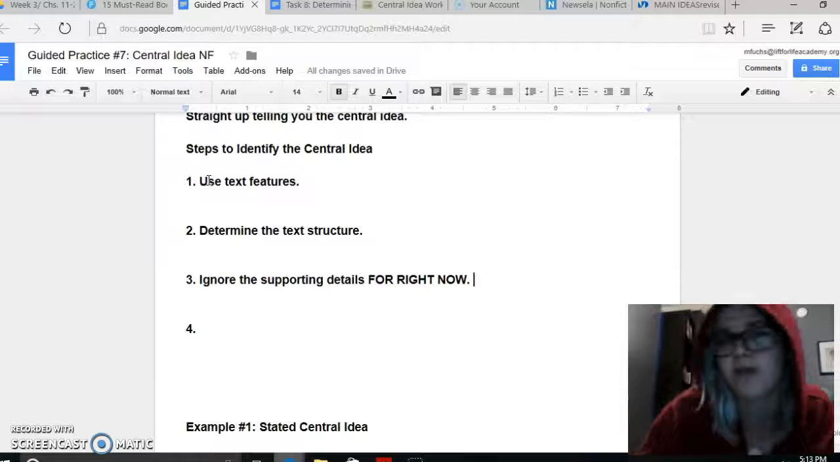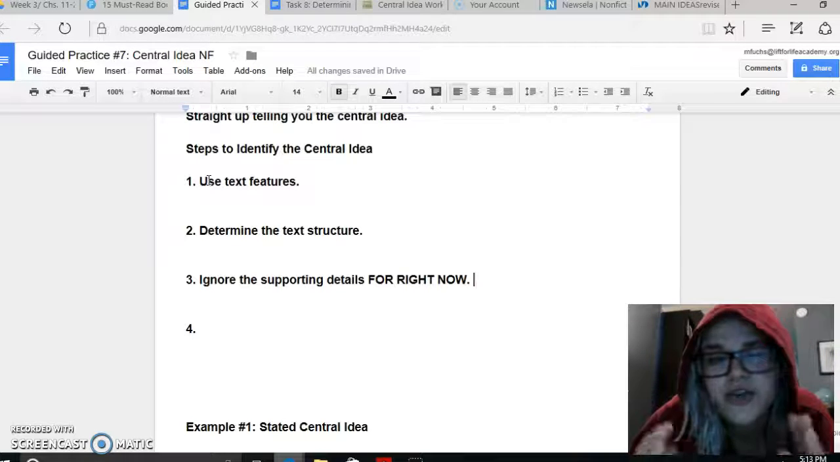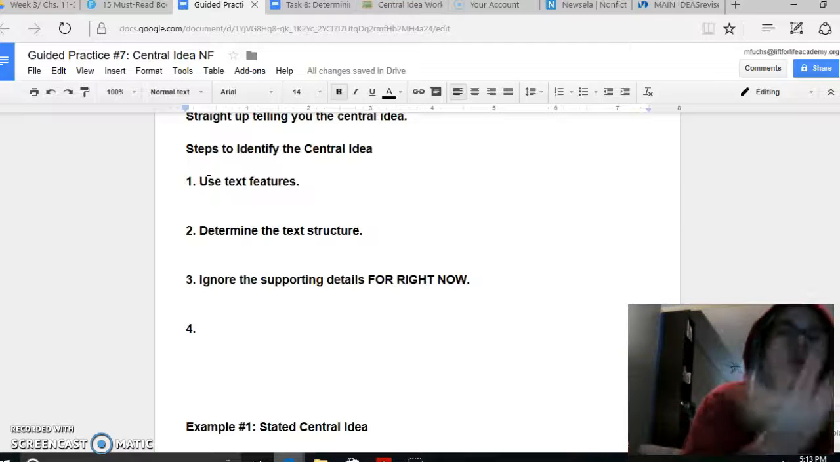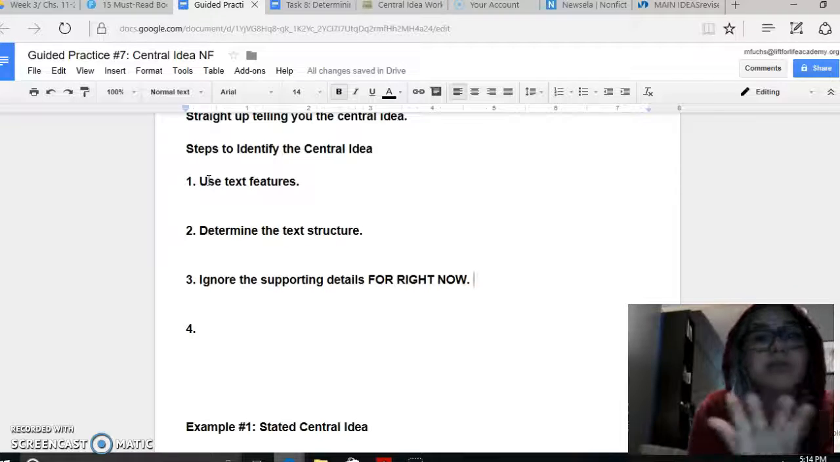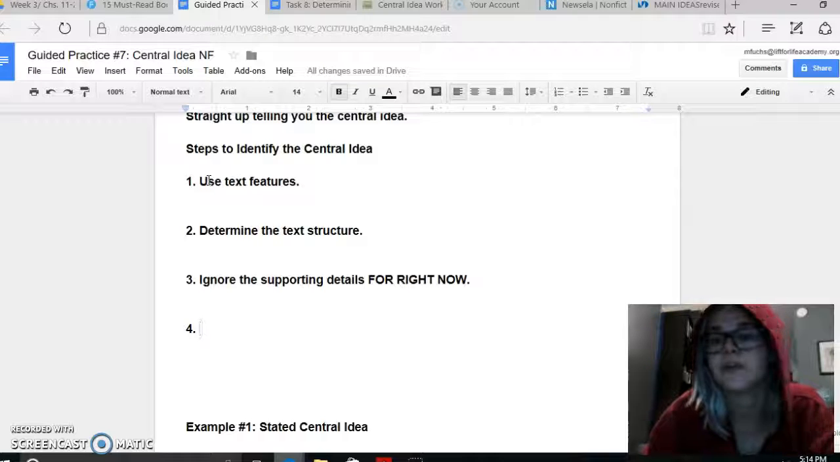So you don't want to think about all of the little tiny pieces, the details. You want to focus on what this is exclusively about. Then you pull in the supporting details to explain and support your answer. Make sense? Good. Should make sense.